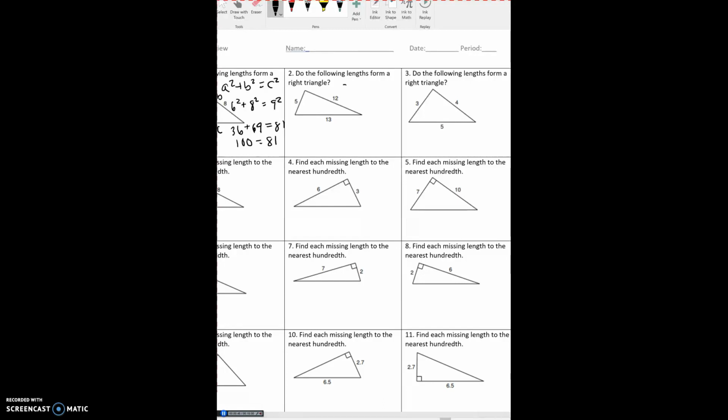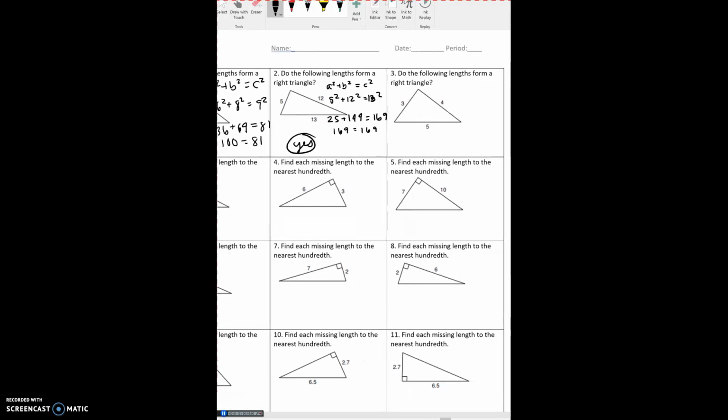Again, Pythagorean theorem, plug in the values. If this formula turns out to be true, then it is a right triangle. Oops, 13 squared. 25 plus 144. It is in fact 169, and this is a right triangle.